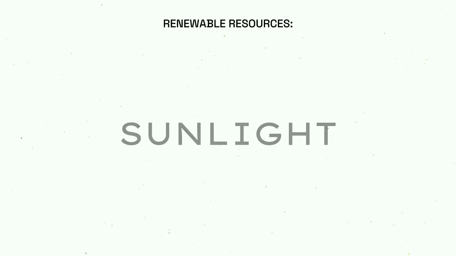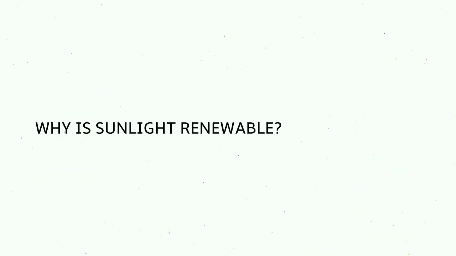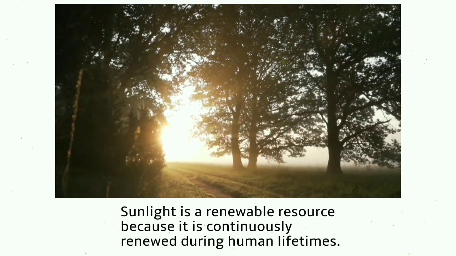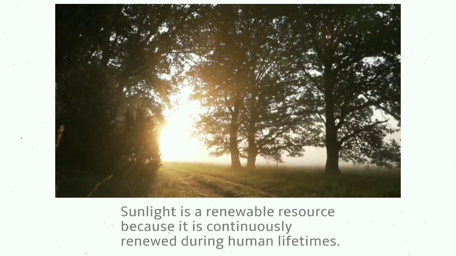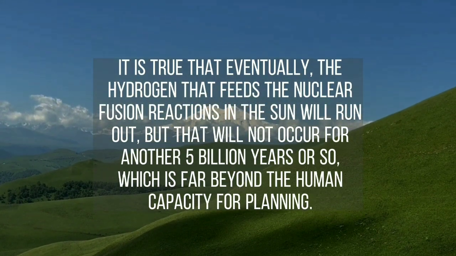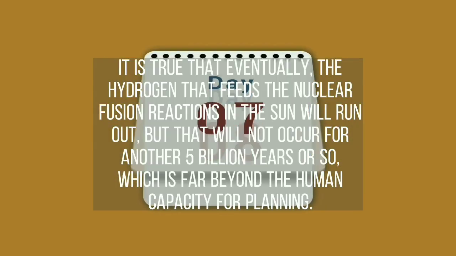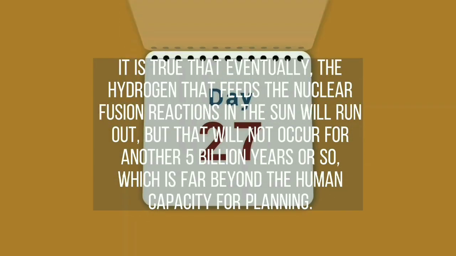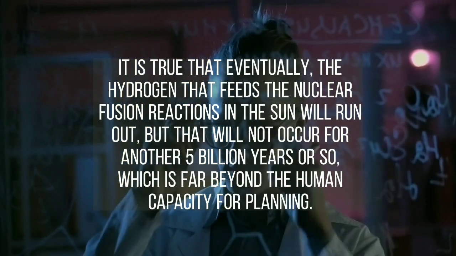The sunlight. Sunlight is a renewable resource and its most direct use is achieved by capturing the sun's energy. Why is sunlight renewable? Sunlight is a renewable resource because it is continuously renewed during human lifetimes. It is true that eventually, the hydrogen that feeds the nuclear fusion reactions in the sun will run out, but that will not occur for another 5 billion years or so, which is far beyond the human capacity for planning.